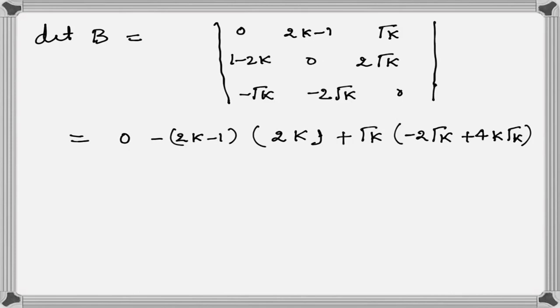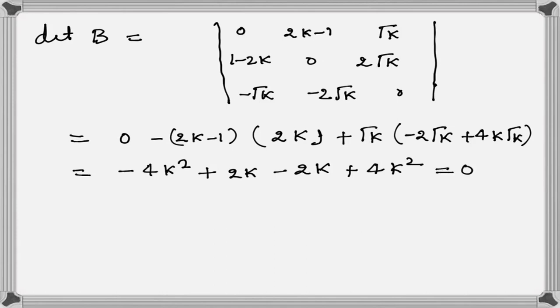So let's expand this. This is nothing but minus 4k square plus 2k minus 2k plus 4k square, so this is nothing but 0. So the determinant of B is 0.